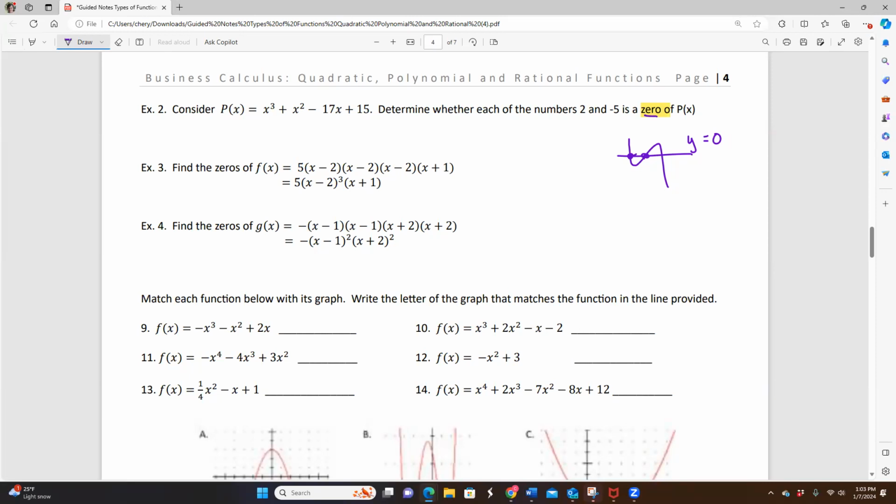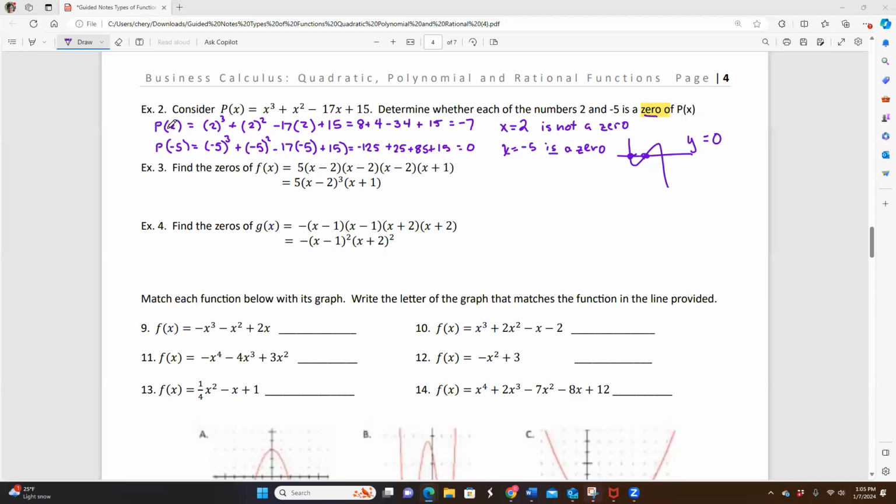Let's pause the video and you see what you think on those. Plugging in 2, we would get a y value of -7. So that means 2 is not a 0. Substituting in -5, we get 0. So we can say that x equals -5 is a 0 of this function.